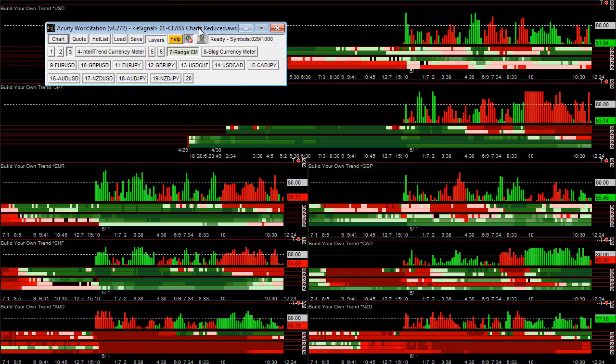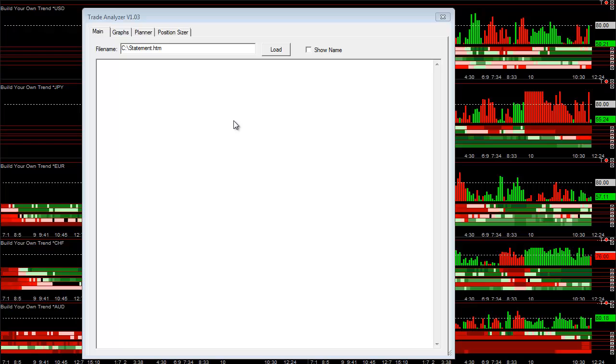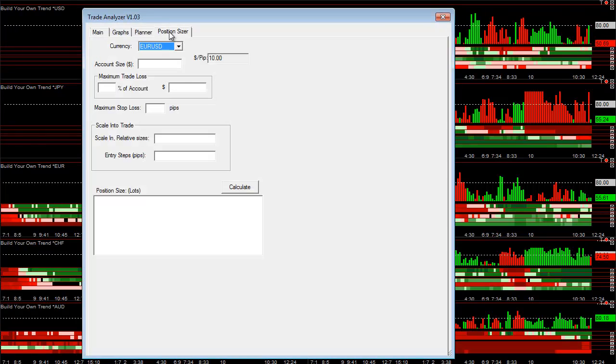So in our toolbar, if you right-click on that, you have Trade Analyzer Planner. This Trade Analyzer Planner has a tab called Position Sizer. And if you put in how much your account size is, let's say 2,000, new traders that have no idea what they're doing should risk 1%. And the number of lots that you can trade is all dependent on the number of pips that your stop is. Most of our systems have an 8 to 12 pip stop. So we'll just put in 10 there.